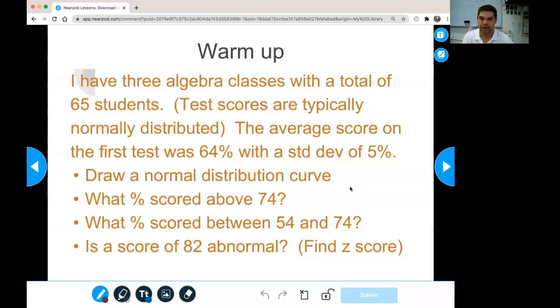So I'm gonna time you. I'm gonna give you about 4 minutes to work on this. So draw the curve, draw your bell-shaped curve, put the mean in the middle, 64, and then you're going to add 5, and you're going to subtract 5, and then calculate percentages.